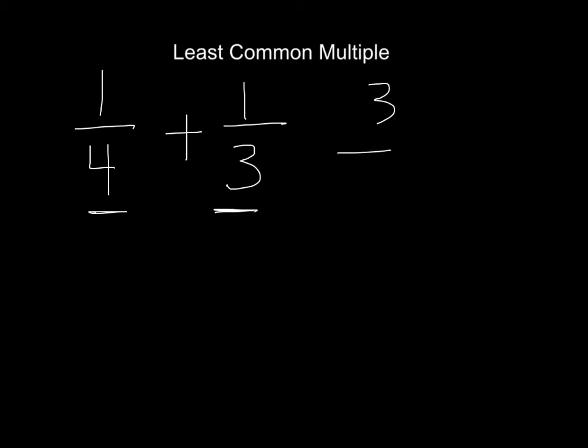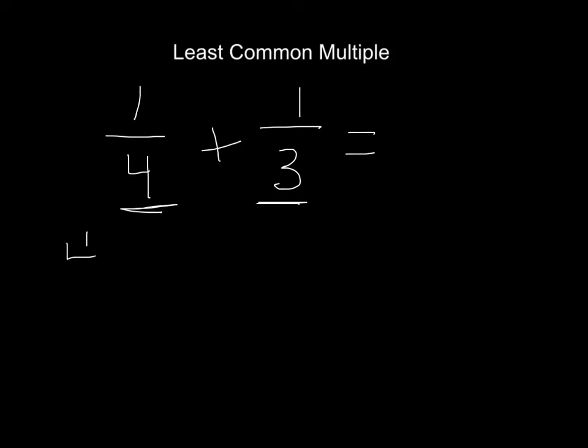So if I were going to add 1/4 and 1/3, I could not add these until I found a common denominator. Now remember, our denominator is always the bottom number. It's the same thing if I wanted to take 3/4 and subtract 2/5. This is a math problem that I could not do until I find a common denominator. So we are going to break down how to find the least common multiple so that you can add or subtract fractions.